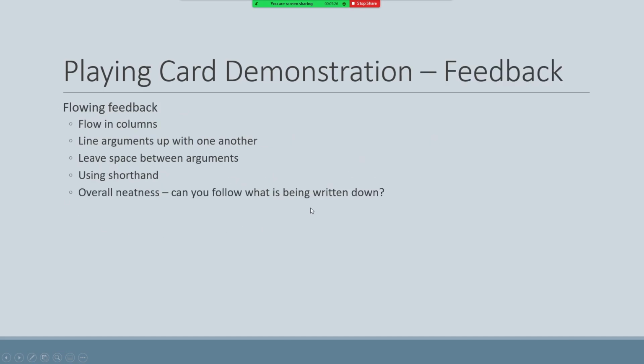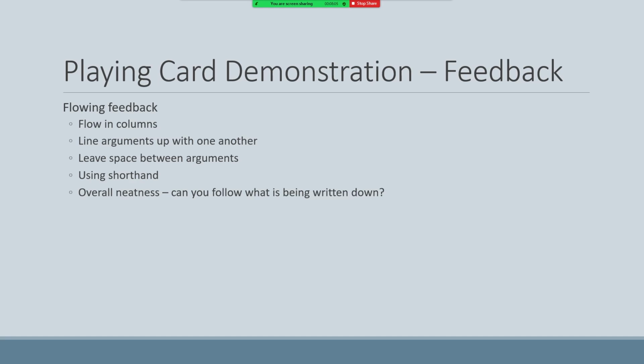So these are some examples of feedback that you can give about the quality of the students' flows. Again, making sure they're flowing in columns, making sure they're lining stuff up, making sure they're leaving space. Using shorthand. A lot of times I'll have students trying to write out the whole words of the cards even after you tell them not to. Some students, especially if they're artistic, will try to draw a picture of the suit. So they'll draw diamonds or they'll try to draw clubs, and that always takes people forever.